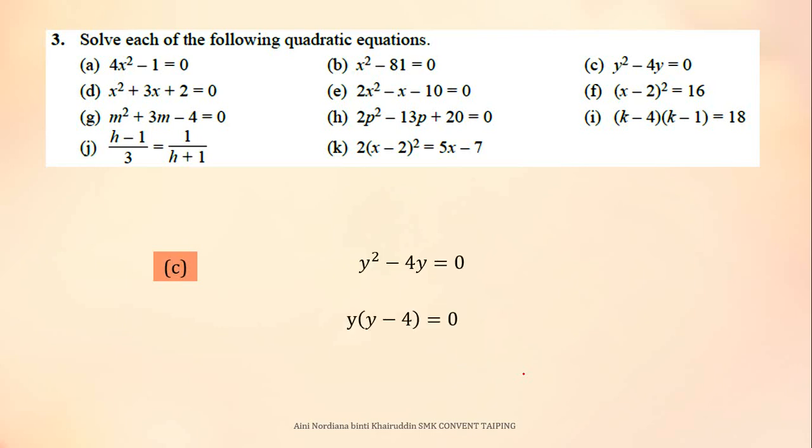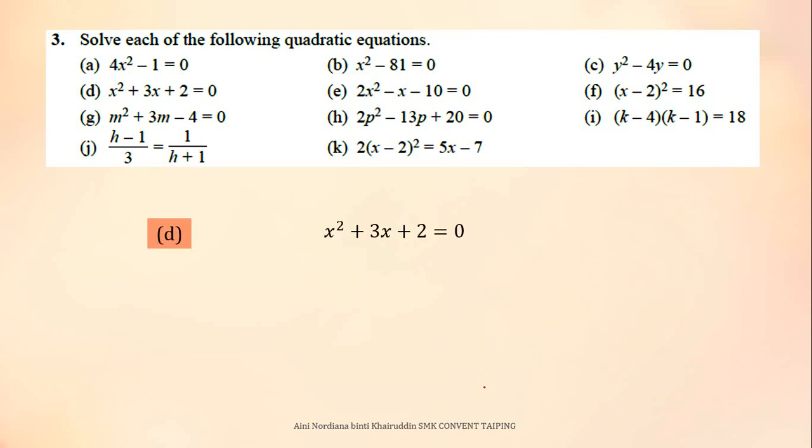C, we factorize y squared minus 4y, we take out y. So if you want to copy this, you just pause this video. So y equals to 0 or y equals to 4 for value y. D, so this is the answer for D.